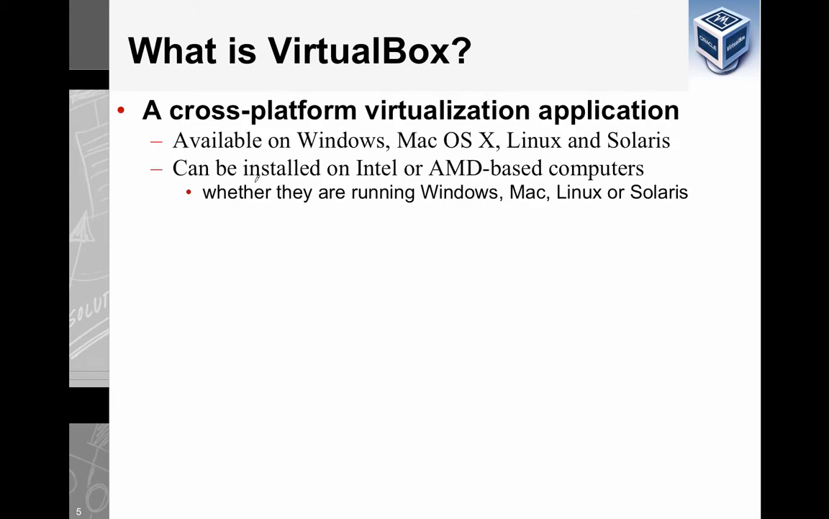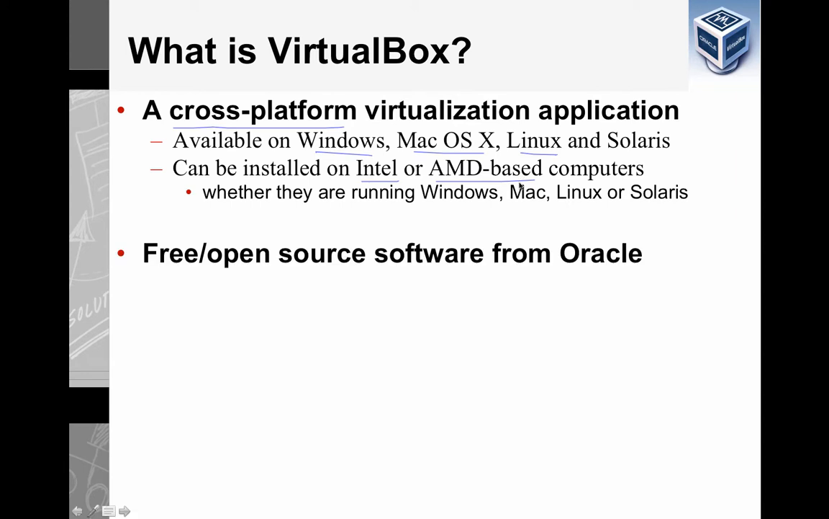So what is VirtualBox? VirtualBox is cross-platform virtualization software, which means it is available on the Windows platform, the Mac OS X platform, Linux, and even Solaris. So you can download a version of VirtualBox for that particular operating system, install it, and then run a virtualized operating system on top of that. It can be installed on any Intel or AMD based computer, which most of you should have. If you're running anything different, please let me know. Of course, it's free open source software from Oracle. We like the fact that it's free and open source. That's great, so we'll be using this.